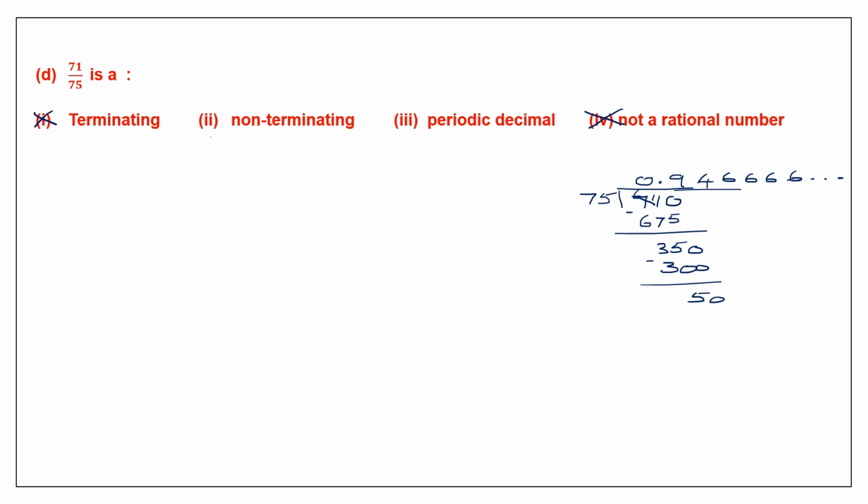Now it is option 2, which is non-terminating. It is also not a periodic decimal. Now what is a periodic decimal? This is like a recurring decimal where a particular number repeats itself. Now here you can see 6 repeating, but then we have other digits before that, isn't it? So this is not a recurring decimal. It's not a periodic decimal. So the correct answer is 71 by 75 is a non-terminating decimal.